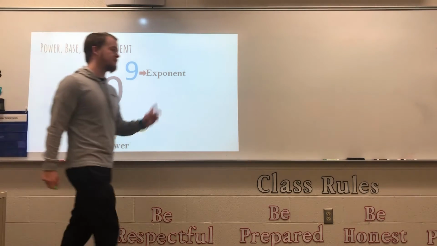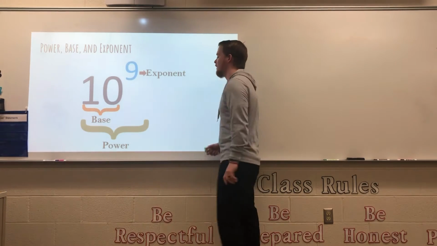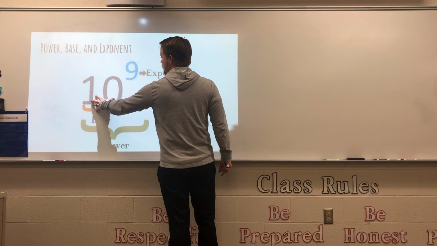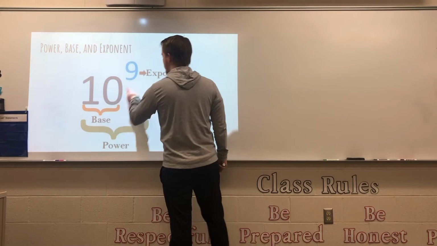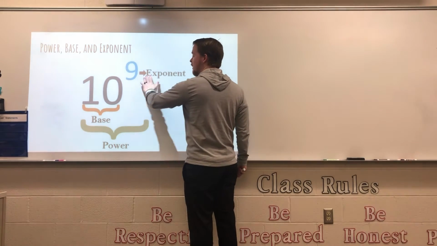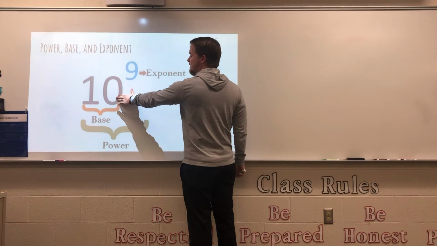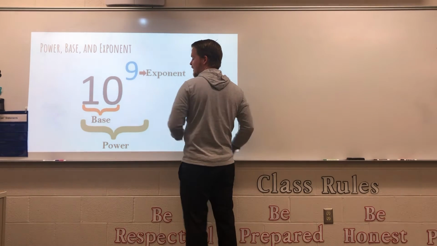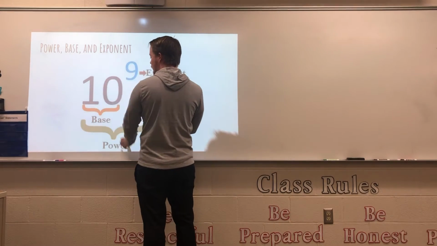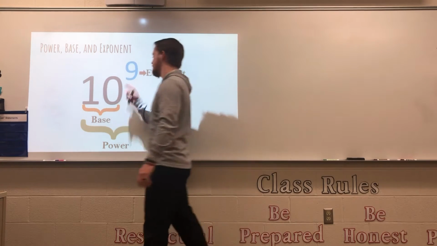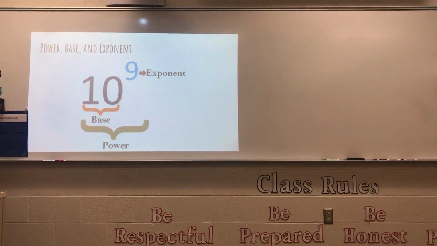Okay, so here, this is 10 to the 9th power, base 10. So 10 is your base, that's the number you're going to be multiplying by itself. 9 is your exponent, that tells you how many times you are multiplying the base by itself. So here, you'll be multiplying the base of 10 by itself 9 times. And then the overall thing, 10 to the 9th power, is the power. So both numbers combined is called your power.